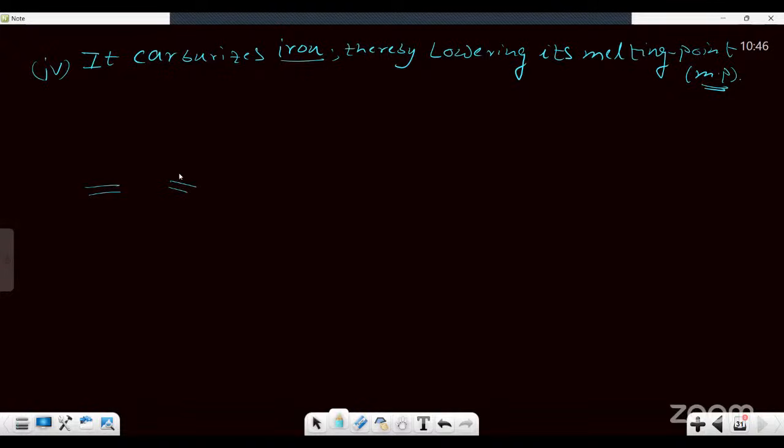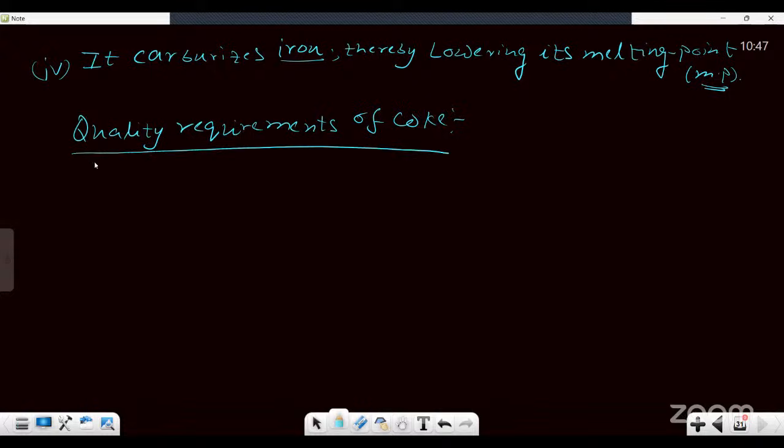Now we need to understand what the quality requirements of coke are. This is something important. One is the efficiency of the blast furnace. It directly depends on the permeability of the charge in the furnace, which in turn is directly dependent upon the quality of the coke. So the coke has to be very, very permeable.